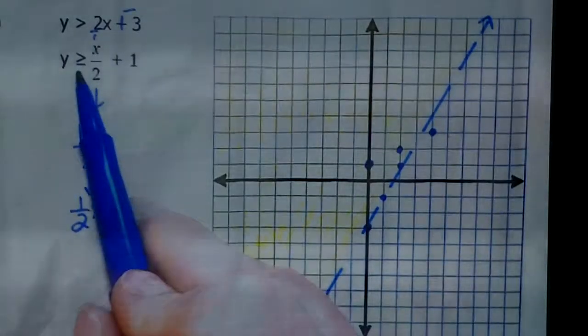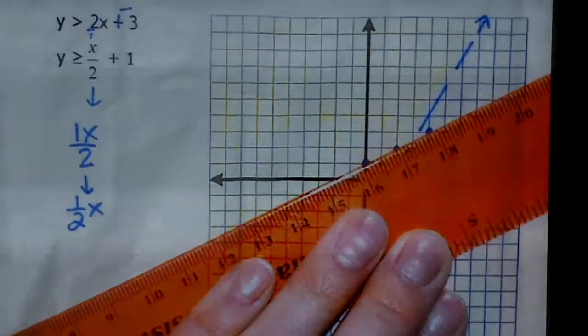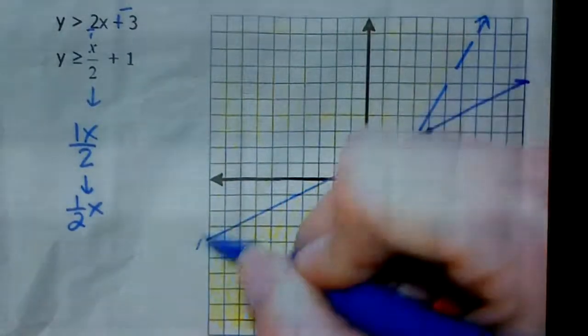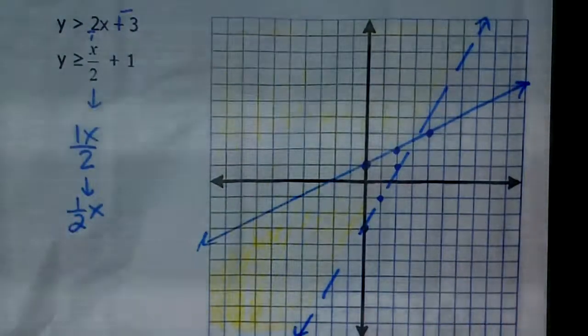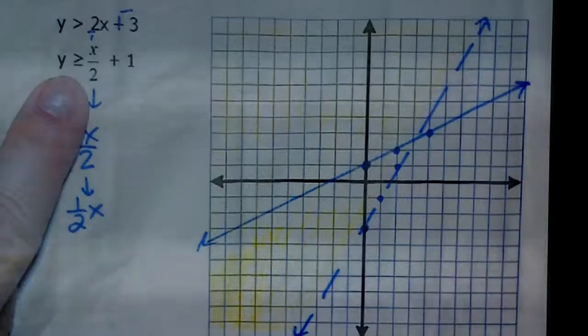It says greater than or equal to. That means I want a solid line. So please make your line a solid line. And remember, we said that if there's a line underneath it that represents the solid line, if you don't see the line underneath it, it needs to be dashed. And y is greater than or equal to, right?